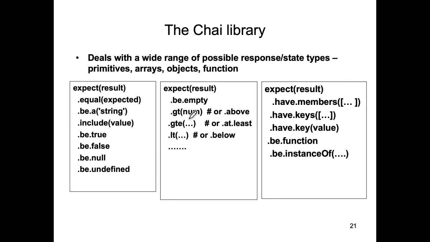And this is a fuller list of the options. Well, sorry, not all the options, many of the options that are available to us. Some of them we've seen on the previous slide, but you can do things like check that the response is greater than or equal to, or less than something. If a method returns a Boolean, and you want to check whether the Boolean is true, you can use this expression here.